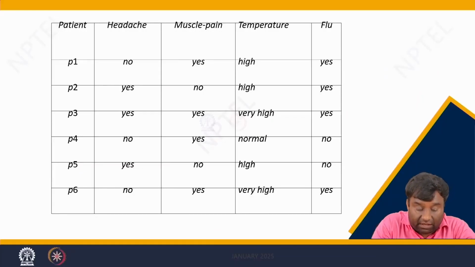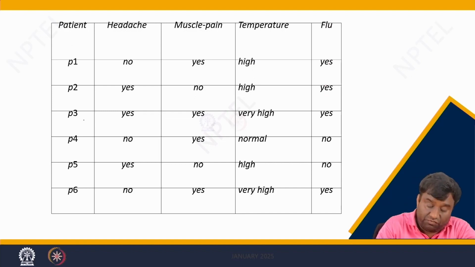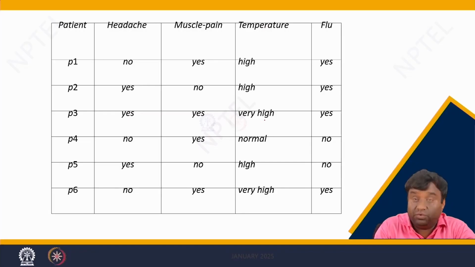Now there is a question where there is a table. There are patients P1, P2, P3, P4, P5, P6. There are three attributes: headache, muscle pain, temperature. So these are three symptoms. And flu is an attribute: sometimes yes, sometimes no. For P1, headache is no, muscle pain is yes, temperature is high, so flu is yes. For patient P2, headache is yes, muscle pain is no, temperature is high, so flu is yes. For P3, headache is yes, muscle pain is yes, temperature is very high, flu is yes.